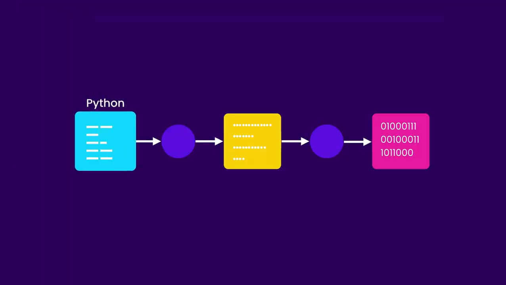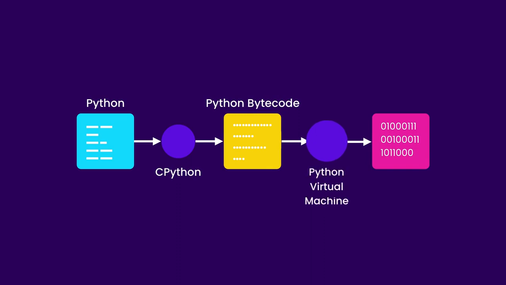When we run a Python program using CPython, first it will compile our Python code into Python bytecode, then it will pass that bytecode to Python virtual machine, which will in turn convert it into machine code and execute it. This is how CPython works.